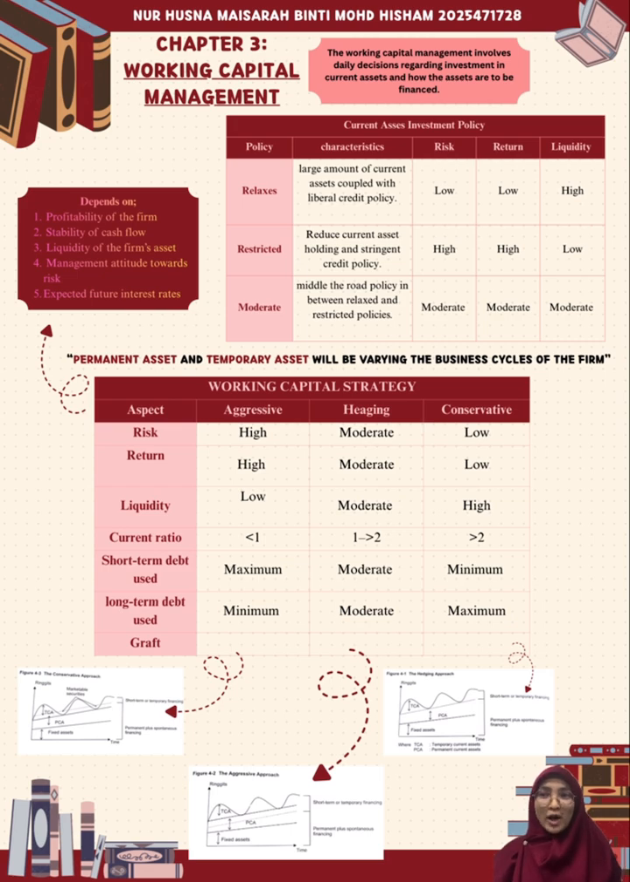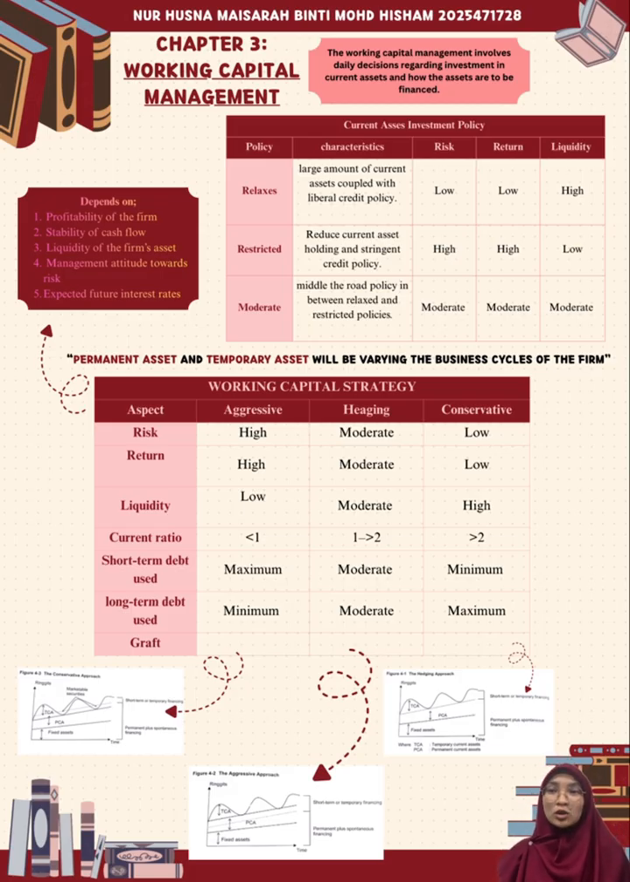Meanwhile, the aggressive approach is more risky as it only partly matches the maturity of asset and liability. As you can see, the graph shows that this approach uses short-term and temporary financing to support a relatively large portion of current asset. As a result, it's obvious that this approach is more risky. However, short-term debt is cheaper than long-term debt, so many firms are willing to sacrifice safety for possibly higher profit.